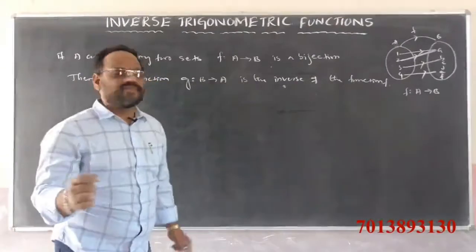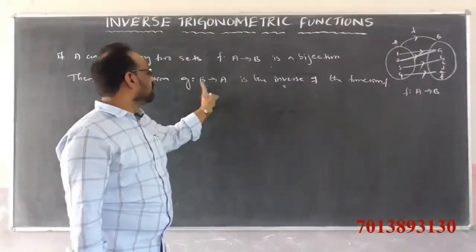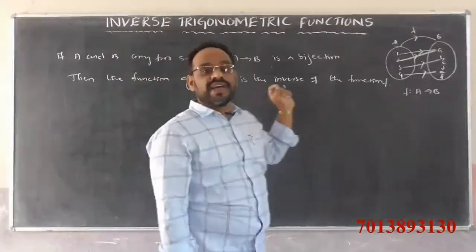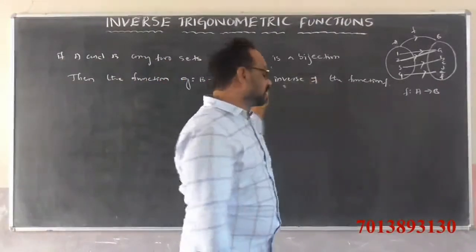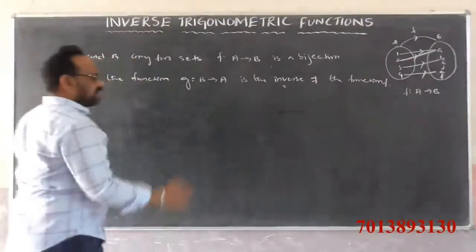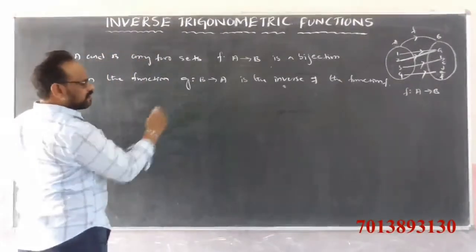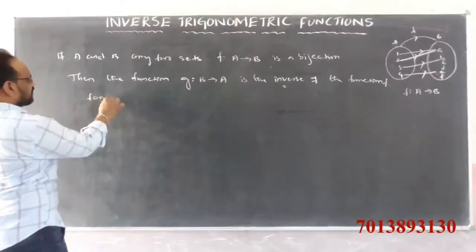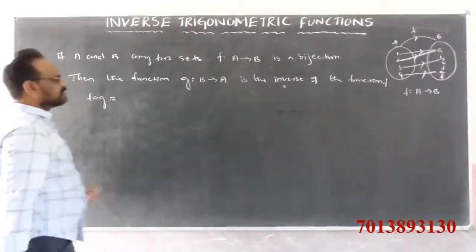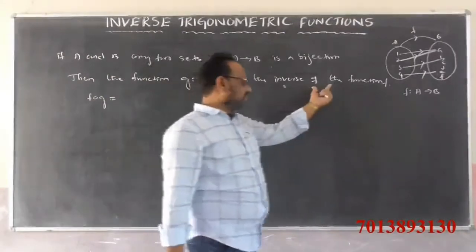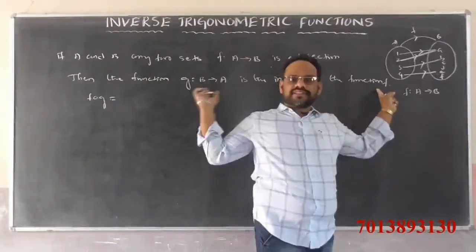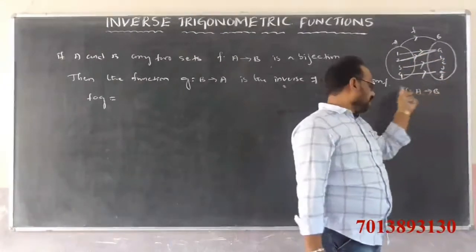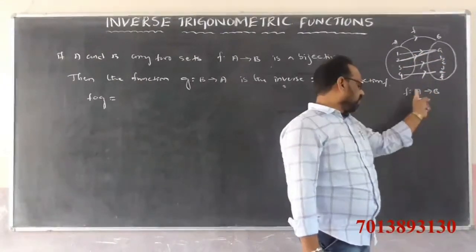So G maps B to A is the inverse of the function F, such that it satisfies the condition F circle G. G maps B to A is called the inverse of the function F.